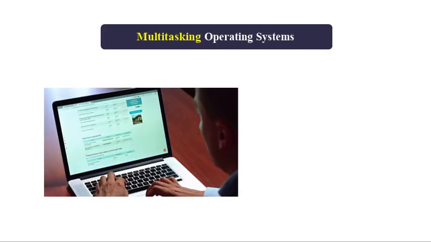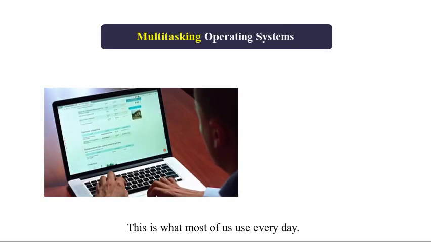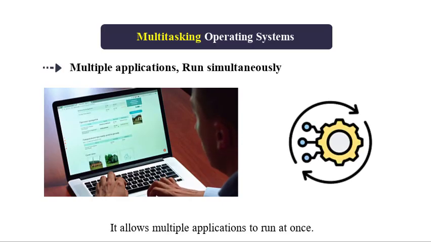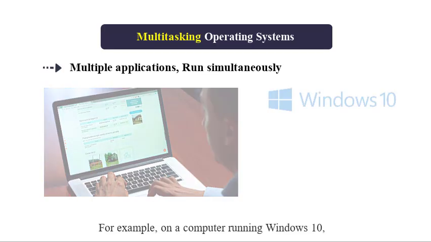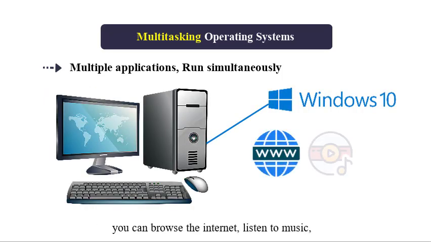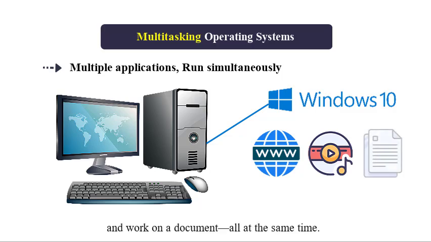Multitasking operating system. This is what most of us use every day. It allows multiple applications to run at once. For example, on a computer running Windows 10, you can browse the internet, listen to music, and work on a document, all at the same time.